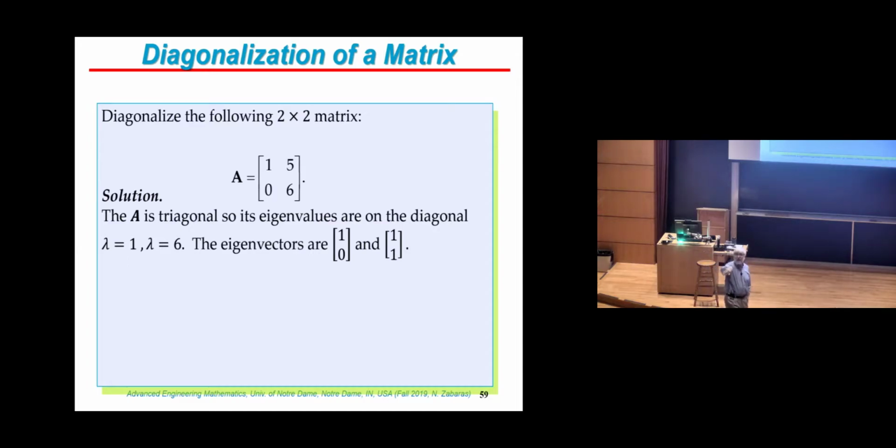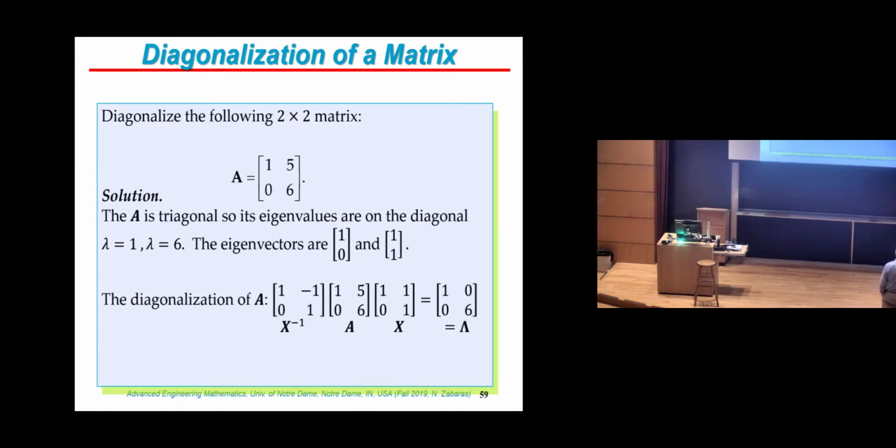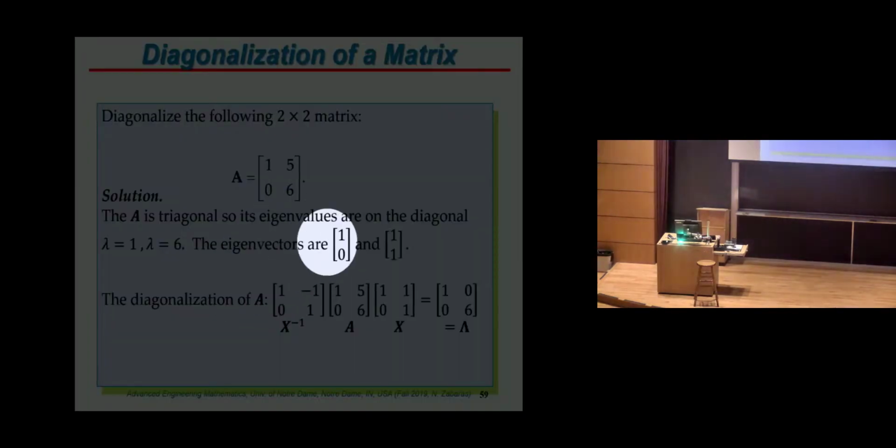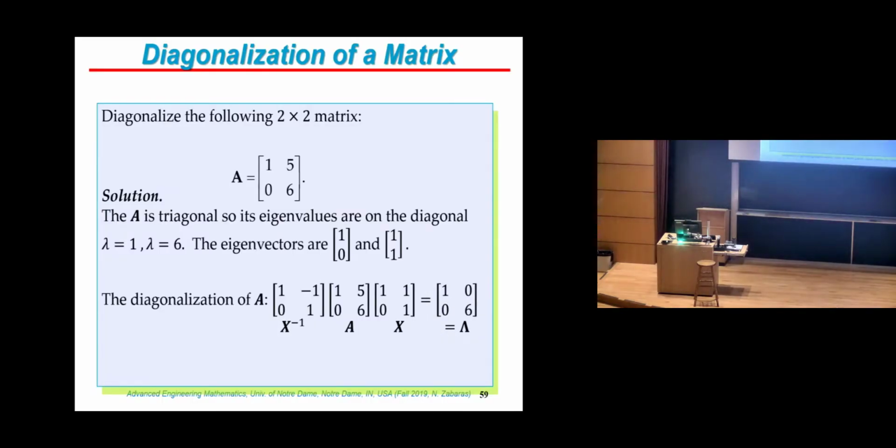Because it is triangular, right? So the eigenvalues are directly on the diagonal. So lambda equals 1 and 6 directly for this problem. All right, so if you put the 2 eigenvectors in the columns of this matrix X, that's X, and this is X inverse. You can do the multiplication X inverse times AX, and you will see there is lambda. So there is lambda.